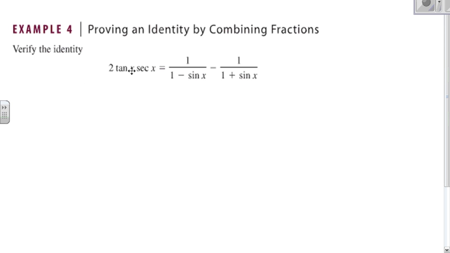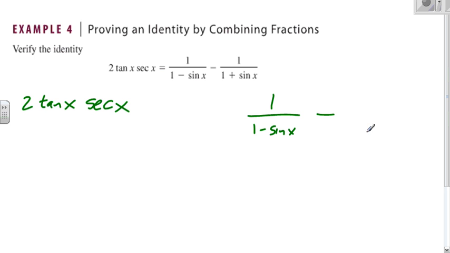So here's another one. We're going to verify that 2 tangent times secant equals 1 over 1 minus sine minus 1 over 1 plus sine. So to simplify this one, we're actually going to look at both sides, and this is going to be one of those where we're going to meet in the middle. So we're going to work the left side over here. And we'll work the right side over here. And we'll show that down here below, they do equal the same thing.